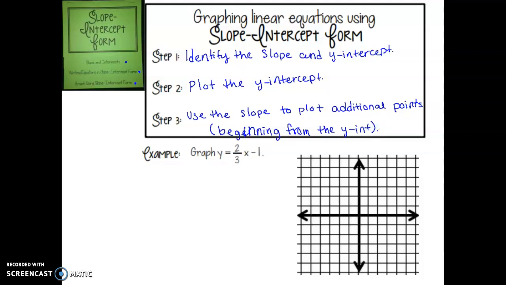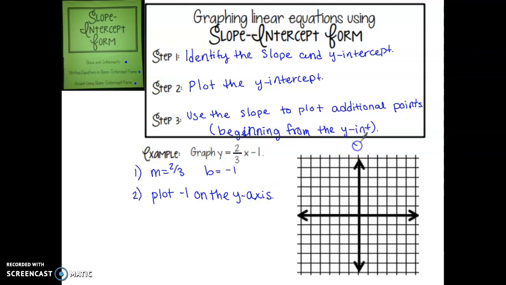Okay, so let's look at what that first looks like, step by step. So step 1, again, says identify the slope and the y-intercept. If we look at this, remember, this is our slope and this is our y-intercept. So our m is 2/3 and our b is -1, right? Step 2 says plot the y-intercept. So we're going to take our y-intercept, -1, and plot -1 on the y-axis.